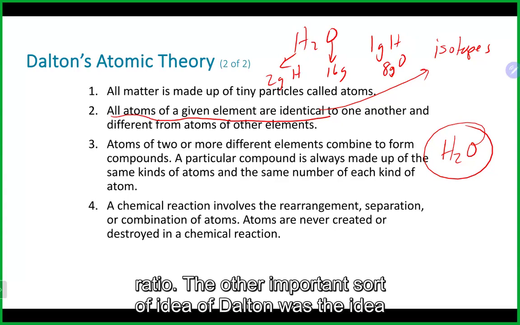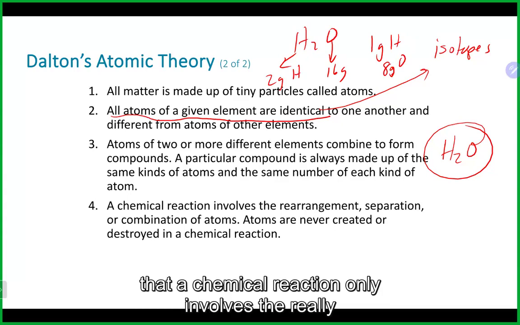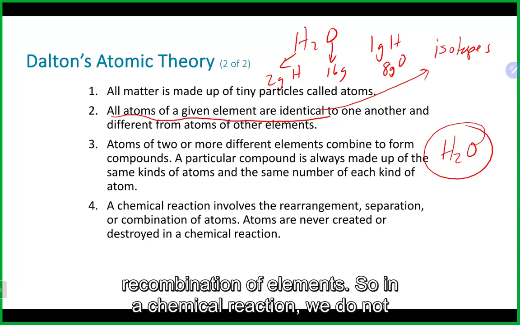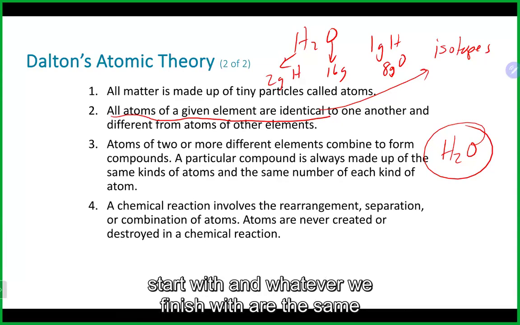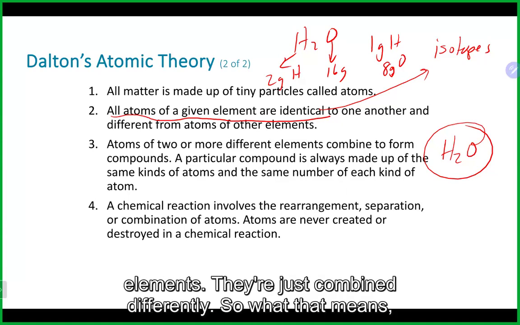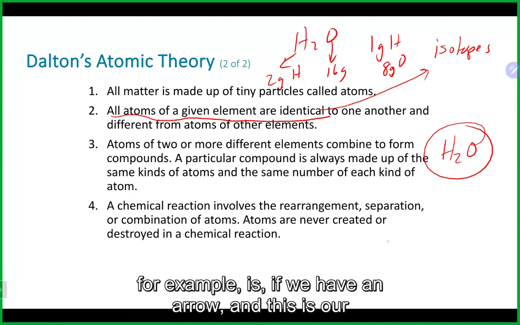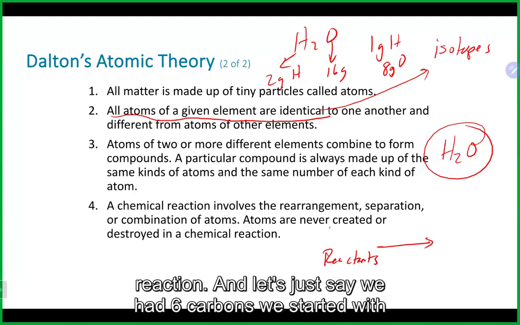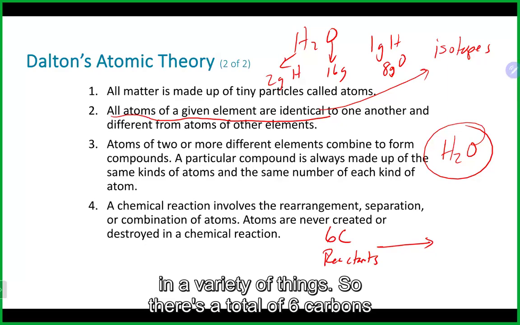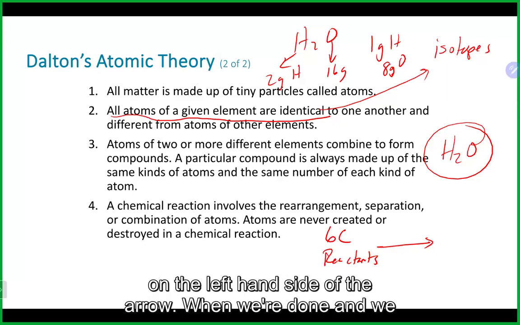The other important idea of Dalton was that a chemical reaction only involves the recombination of elements. So in a chemical reaction, we do not lose any elements. We do not make new elements. Whatever we start with and whatever we finish with are the same elements. They're just combined differently. So, for example, if we have an arrow, and this is our reactants, which is our starting materials, say in a chemical reaction, and let's say we started with 6 carbons in a variety of things, so there's a total of 6 carbons on the left-hand side of the arrow.